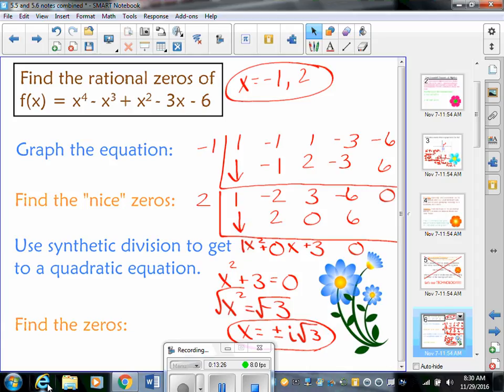Time out. If a number is imaginary, that means it does not cross the x-axis. That's what those mean. We'll hold that deep conversation for another time.